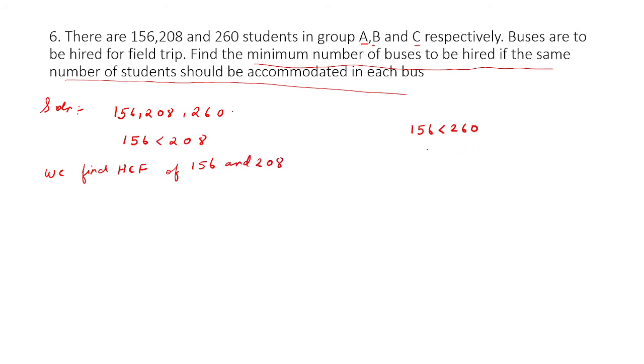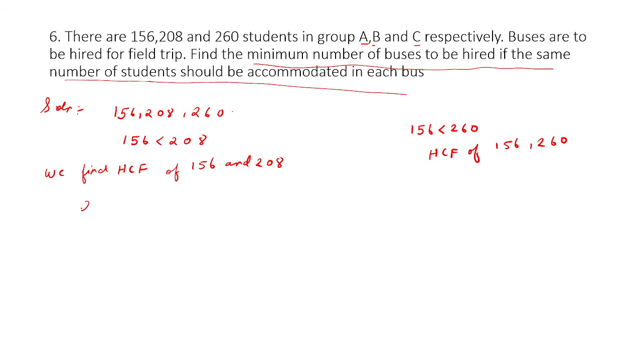Okay, same thing, we find the HCF of 156 and 260. Why are we trying to find the HCF? Because this HCF will indicate how many students can sit in one bus, or what is the maximum number of students that can be seated in one bus. Clear? HCF will give us that. HCF will tell us that this is the most number of students, the maximum amount of students that can be seated in one particular bus.